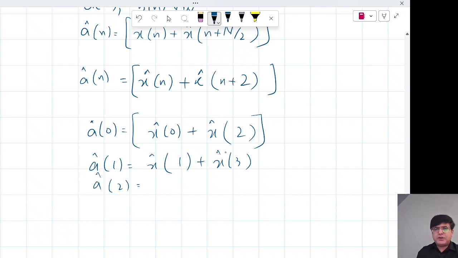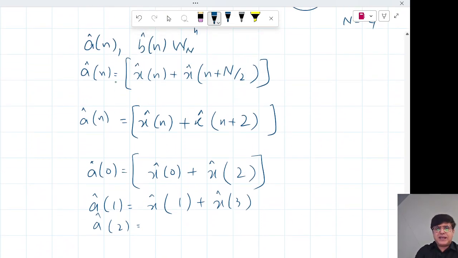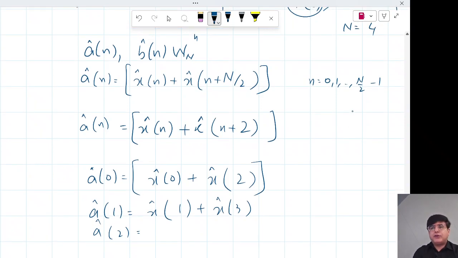Why? Because this sequence a hat of n will only go from 0, 1 up until N over 2 minus 1. What is capital N in this case? 4. So capital N over 2 minus 1 is going to be 4 over 2 minus 1, that is just 1. This n will just be 0 and 1.